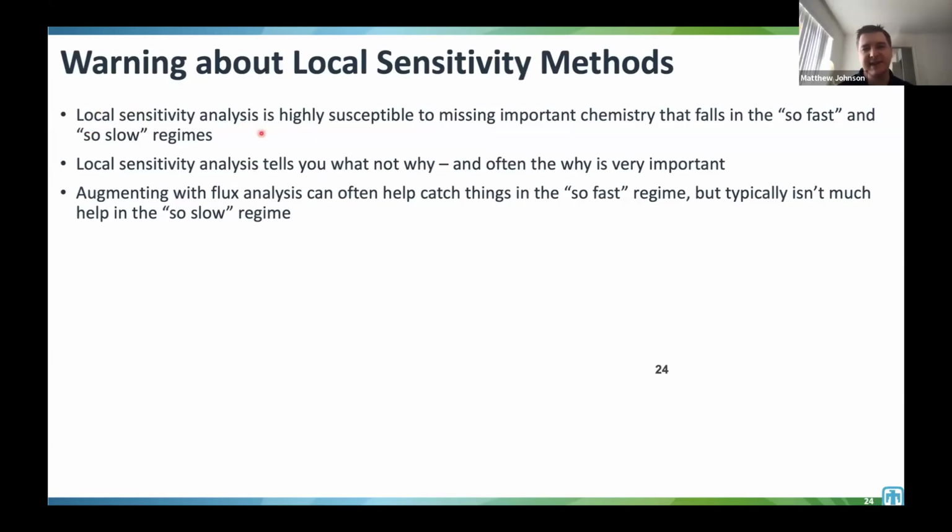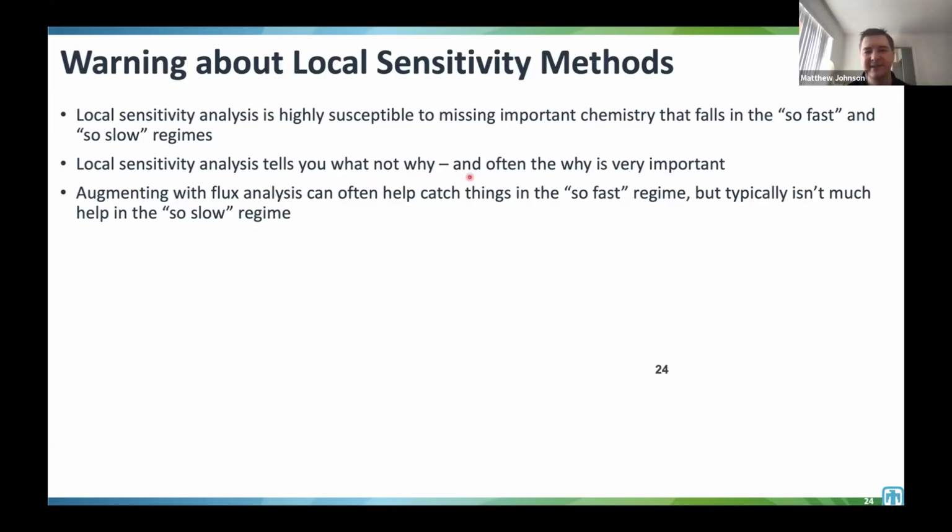These sensitivity analysis methods are going to miss important chemistry that falls in those so fast and so slow regimes, because they will find them only if you have the exact right parameters, but in reality you're not going to have the exact right parameters. So in a lot of cases, some of the reactions that you need to calculate may not be found by these local sensitivity analysis methods.